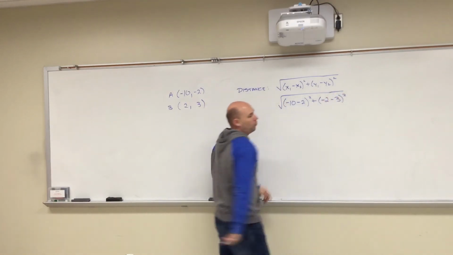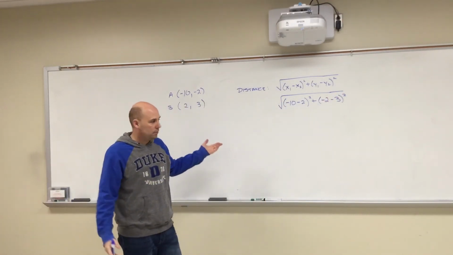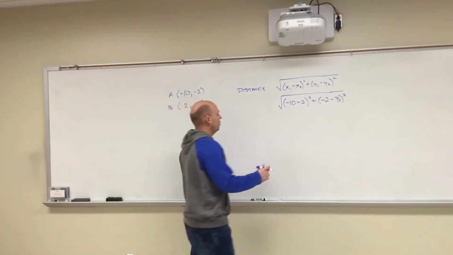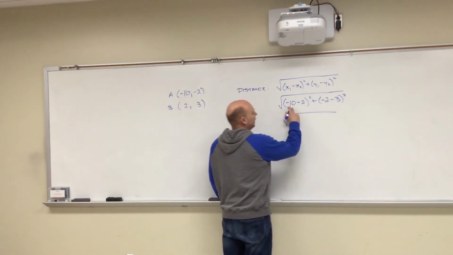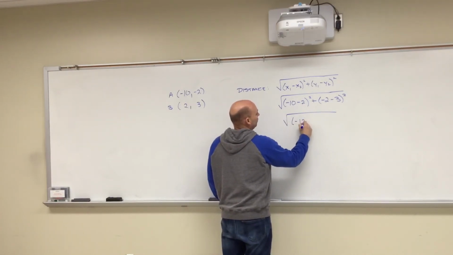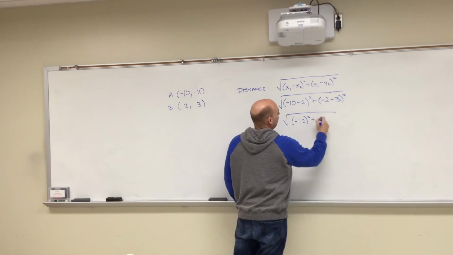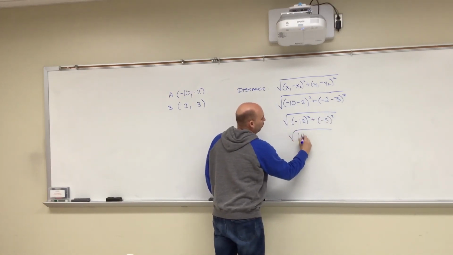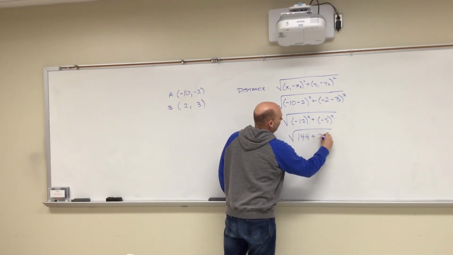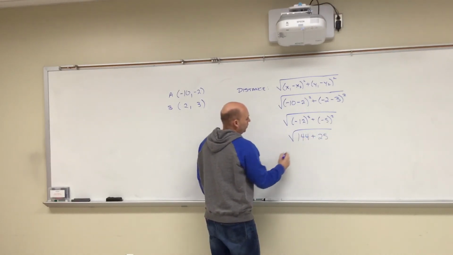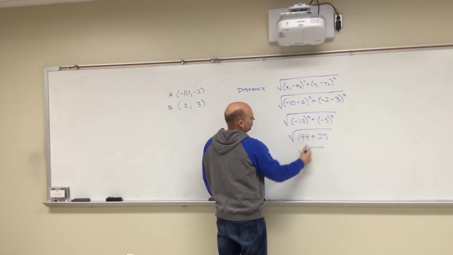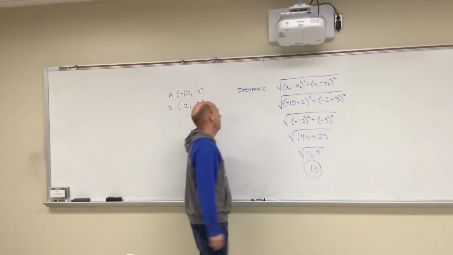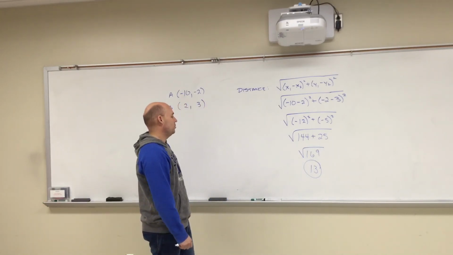Now you've all seen this before. You've done this 100 times. Okay, in Algebra 1 and Geometry and all those classes. So don't freak out too much. All right, negative 10 minus 2 is negative 12. Negative 2 minus 3 is negative 5. So this becomes 144 plus 25. And lo and behold, 144 plus 25 is 169, and the kids picked an exact answer. So the exact distance between these two is 13.